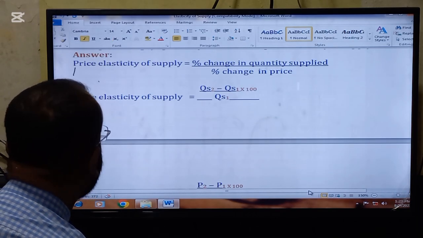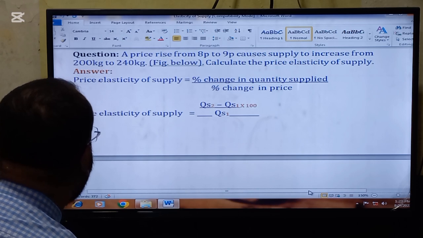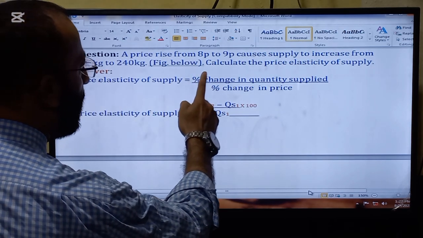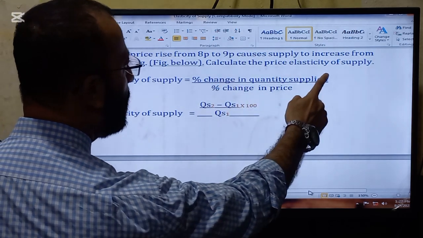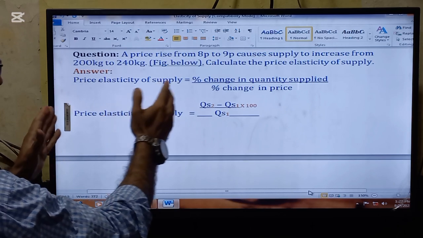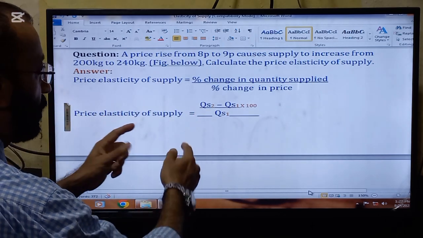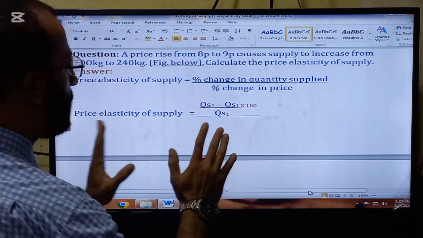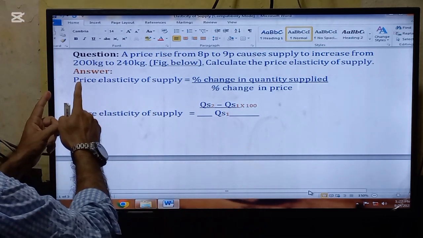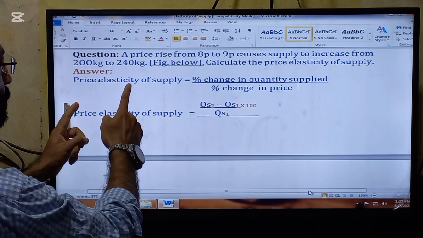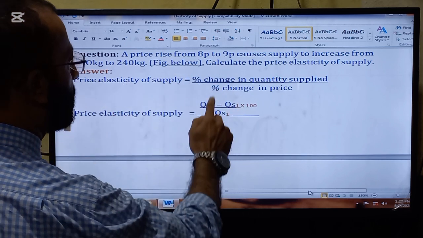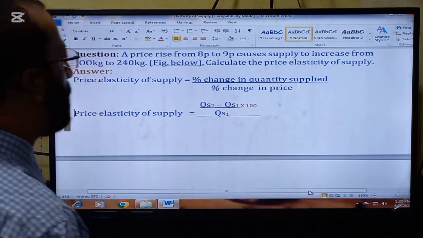Here is a question that will make your concepts clearer, showing how the question comes in the paper. A price rise from 8 pence to 9 pence causes supply to increase from 200 kg to 240 kg, because the suppliers are encouraged by the higher price and will be motivated to supply more. Calculate the price elasticity of supply.